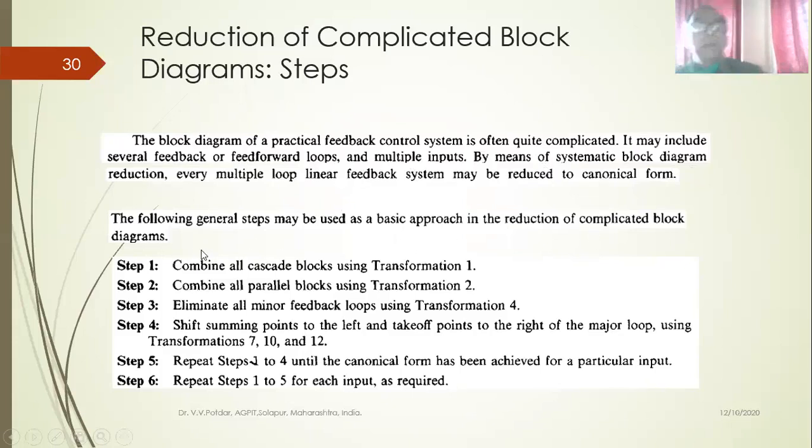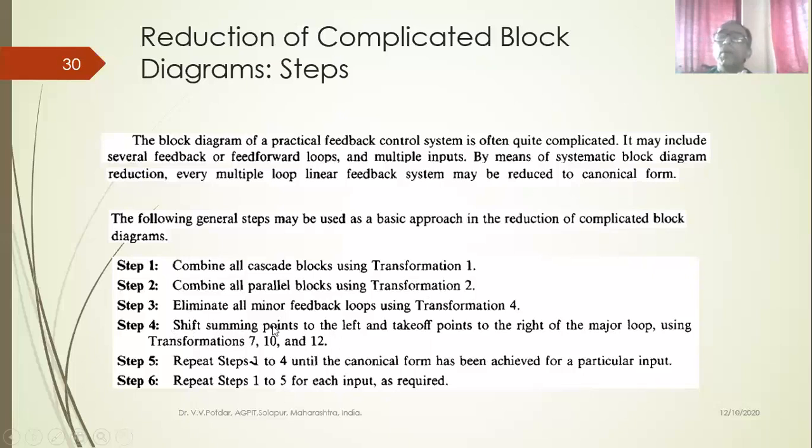So be attentive. What is step number 1? Combine all cascade blocks using transformation 1. That is rule number 1. Step 2: combine all parallel blocks using transformation 2. Rule number 2. Step number 3: eliminate all minor feedback loops using transformation 4. Step 4: shift summing points to the left. Remember this step. This is also an important step.